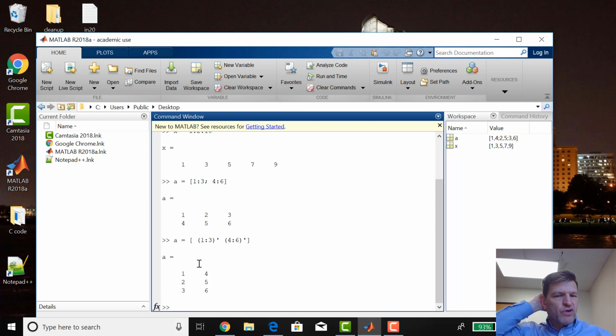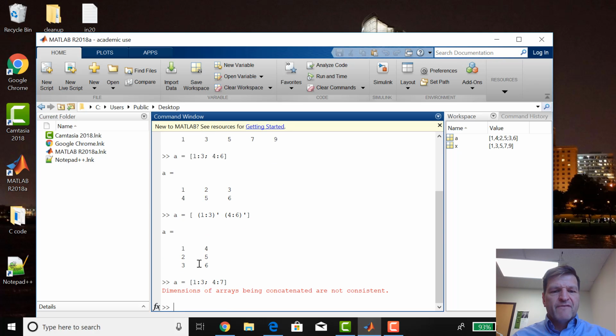So that's how you can construct an array, a matrix, filling up data points in Matlab. Now, the one thing to remember is if you have 1 through 3 on the top and 4 through 7 on the bottom, it freaks out because all the rows and all the columns have to be the same size. So that's a detail there. And you can just fill it in. You don't have to use colons to do this.